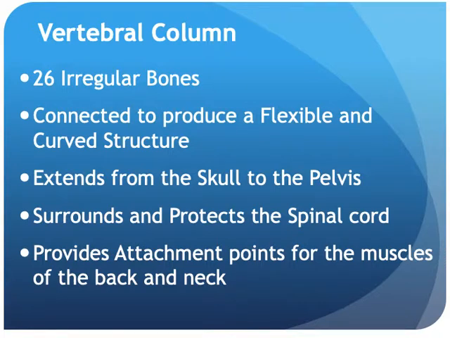It's made up of 26 irregular bones. We're going to see a picture here in a second, connected to produce a flexible and curved structure. It extends from the skull to the pelvis. It's going to surround and protect the spinal cord. That's its main function. It also provides attachments for the muscles of the back and the neck, and again, this allows us to create a little bit of motion too.